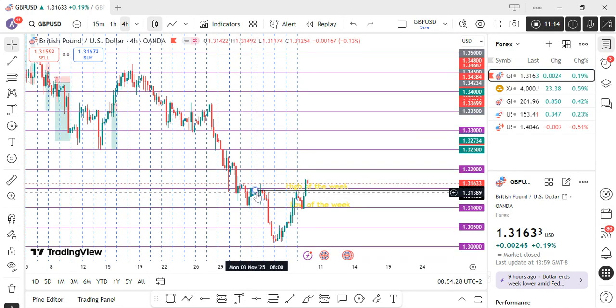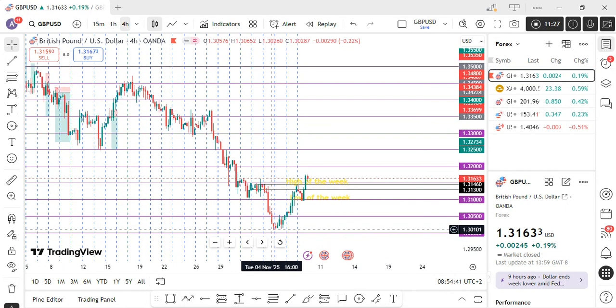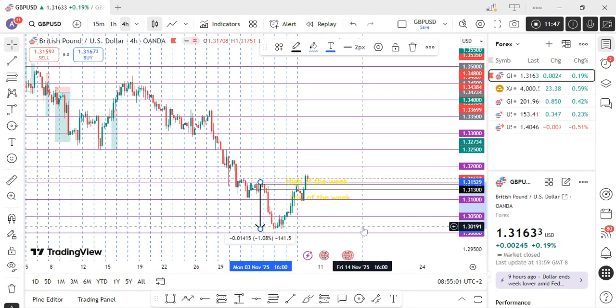From Monday, after marking the high and low of the week, what happened? How many pips did price move? 50 pip movement, 100 pip movement, 150 pip movement. So price did, let's say, 150, or you can say 140 pip movement. Let me measure it to be very sure. You can clearly see we have 141 pip movement after marking the high and low of the week.